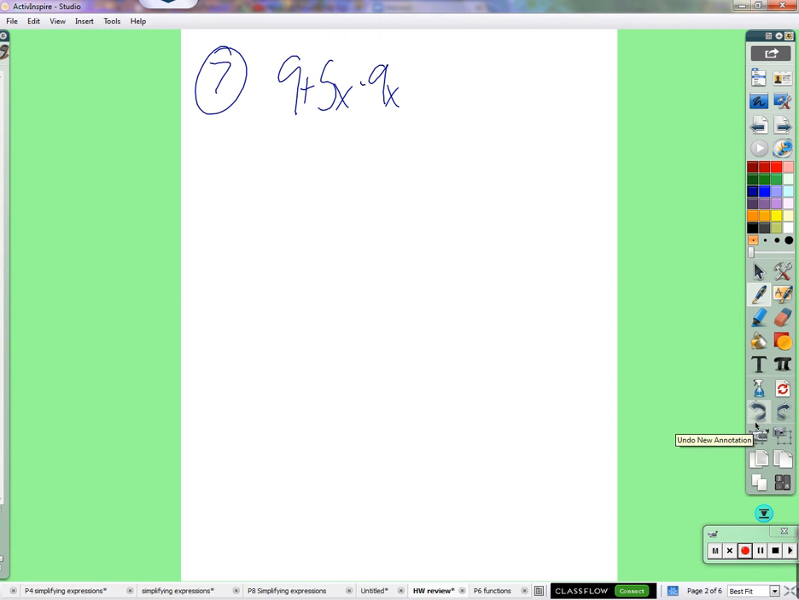Alright. But these are the same thing, 5x and negative 9x. And when we put those together, we get 9 minus 4x. 5x minus 9x is negative 4x.